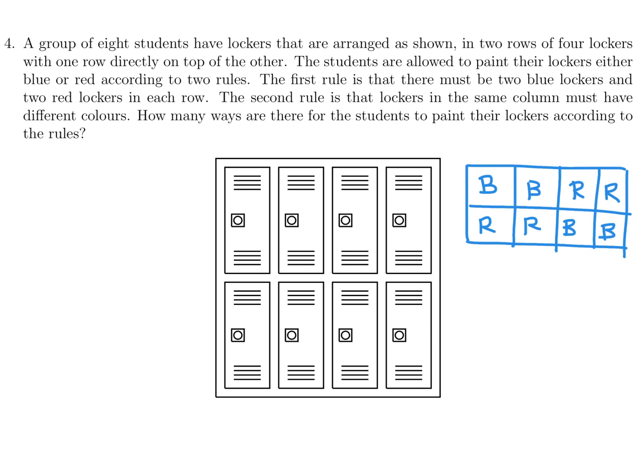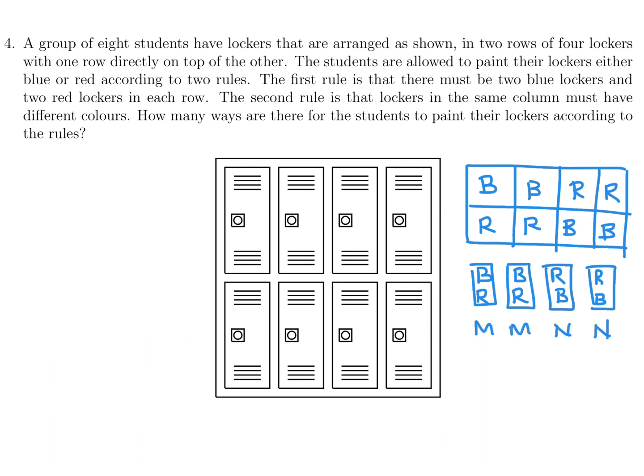Now, so basically what you're saying is you've got a BR, then you've got an RB, and you've got an RB. Yeah. And then you have to shuffle these around. So I'm just going to give them letters. I'm going to call this one M, and I'm going to call this one N. And then I have to figure out how many combinations there are of those 2 M's and 2 N's.